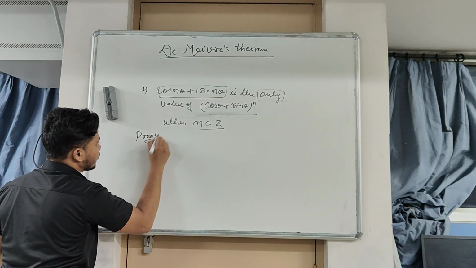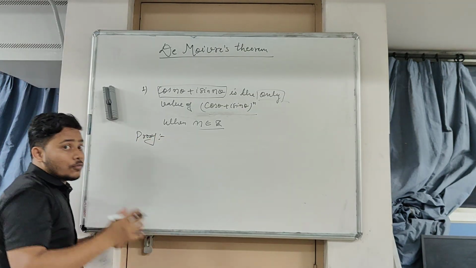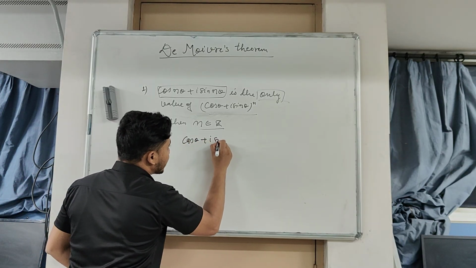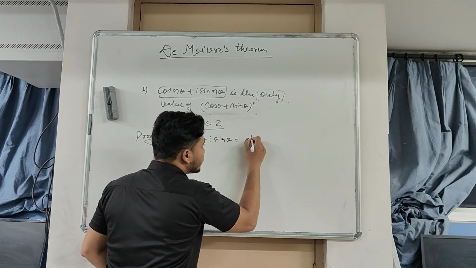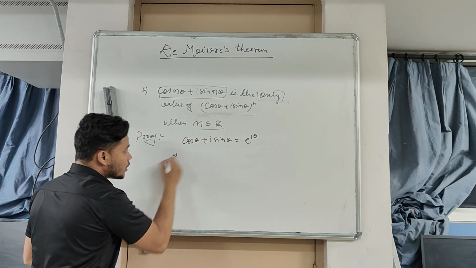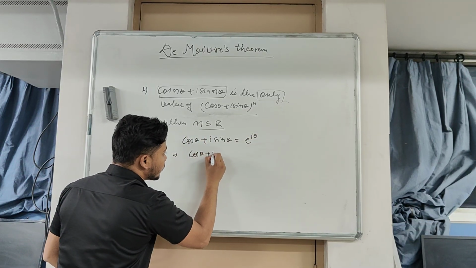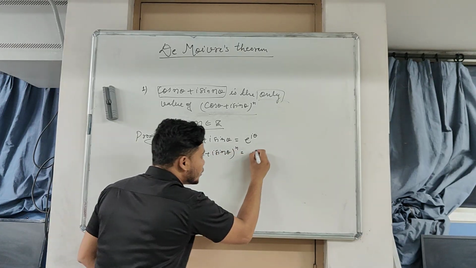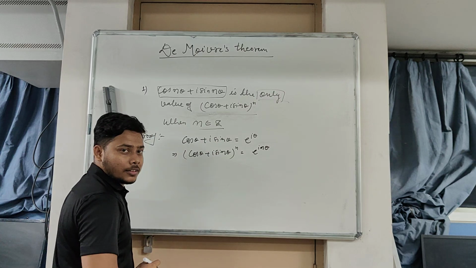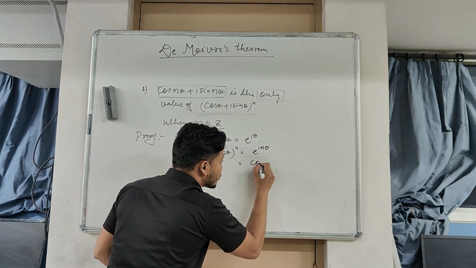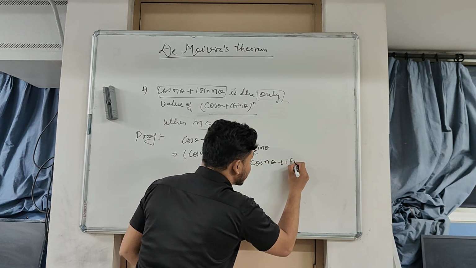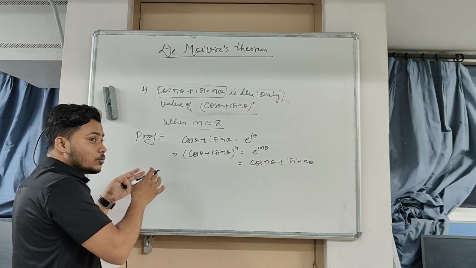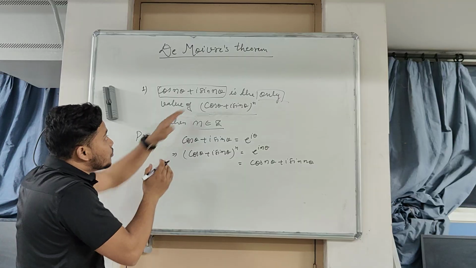Proof. We know that from the Cauchy-Euler representation of a complex number, cos theta plus iota sin theta is equal to e to the power iota theta, right? So (cos theta plus iota sin theta) whole power n is equal to e to the power iota n theta. This is equal to cos n theta plus iota sin n theta. This is the proof for this theorem. Now let us move to solve a question based on this theorem.